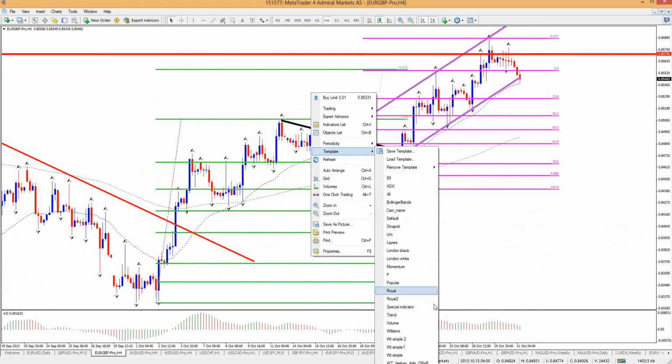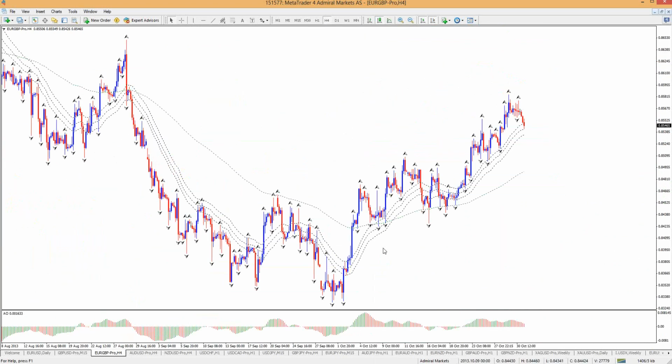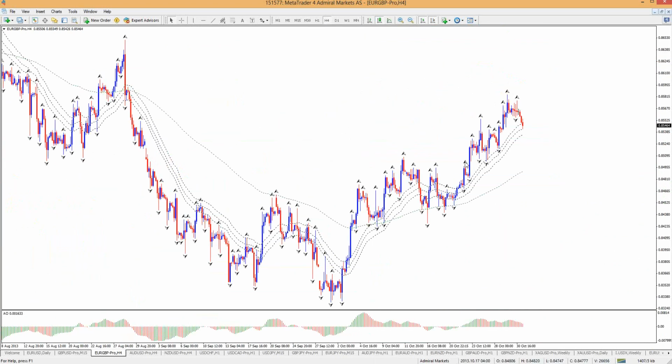Let me change the template one second. Oh, I forgot all the lines are gone. Of course, that doesn't matter. Yeah, we can see that the price is still above the 4-hour band, though. Right, so anywhere in here could still see a bouncing area.